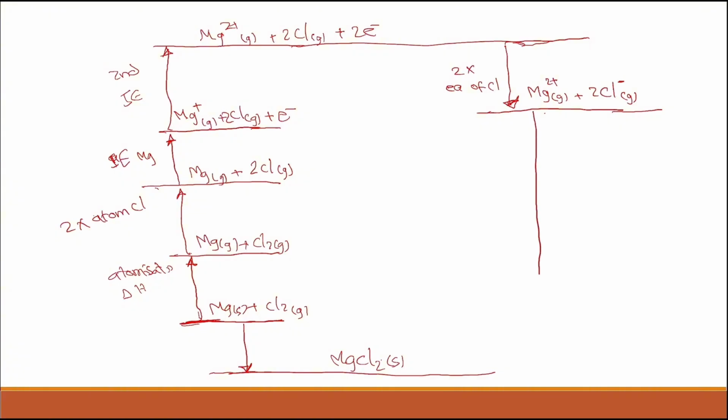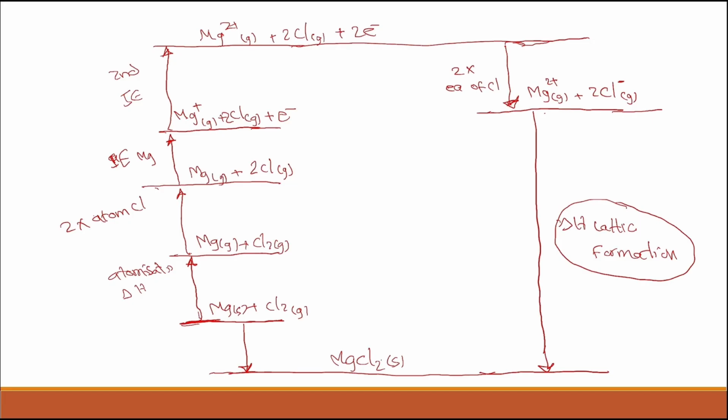So this is going to give us the lattice formation. This is the enthalpy of lattice formation. It's in this direction. So if you have the enthalpy of lattice formation missing in your question, now you need to construct the Hess cycle, or you need to do the equation or find your routes.